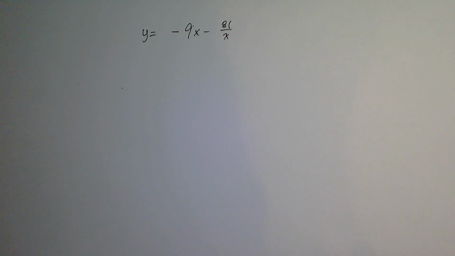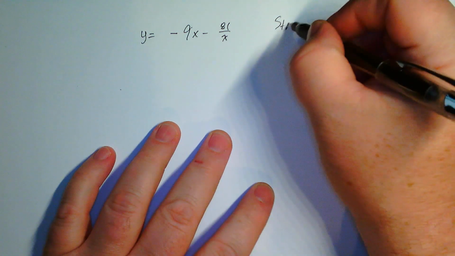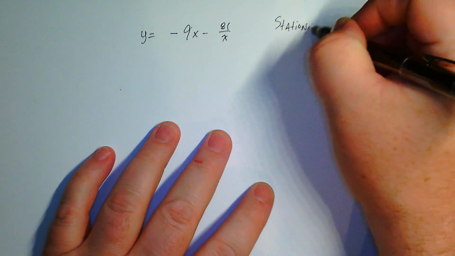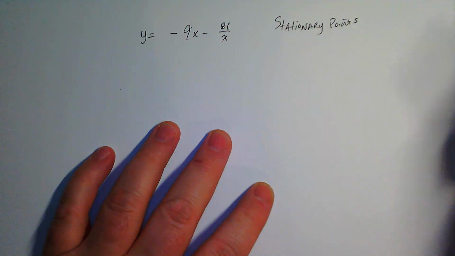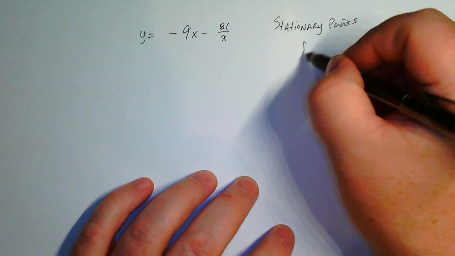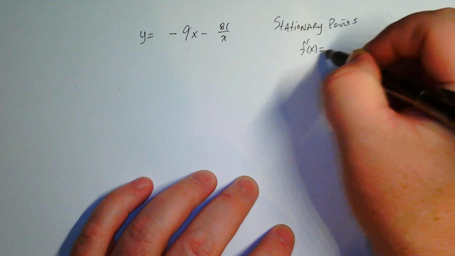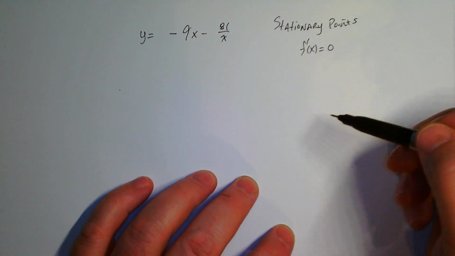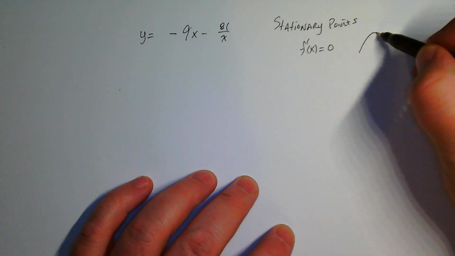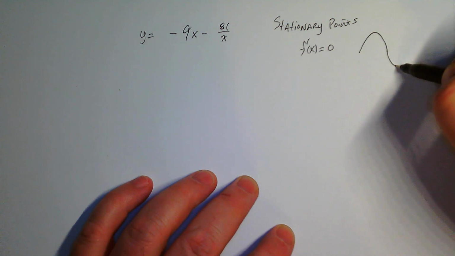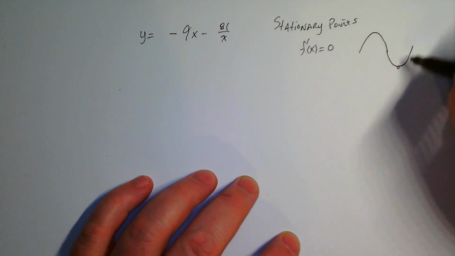All right, ladies and gentlemen, let's find the stationary points for this weird little thing right here. So, stationary points. Now, just real quick, the idea with a stationary point is the derivative of the function is going to equal 0 at all stationary points. So those could be turning points where it goes from increasing to decreasing, or the other way around. Sometimes it's a point of inflection.